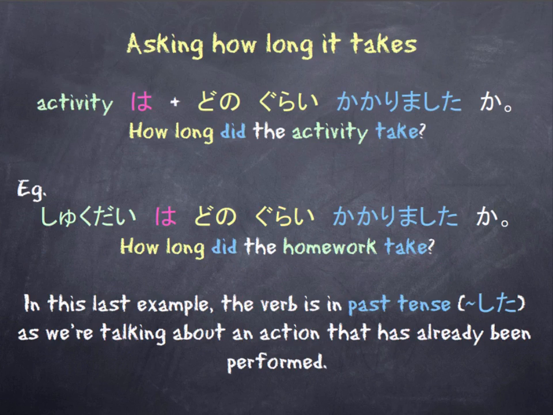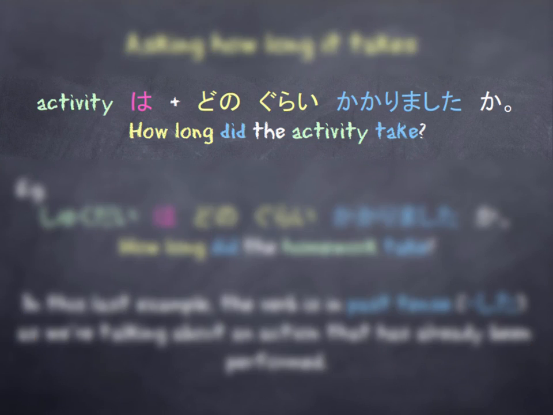So we just had a look at how to ask how long it takes to go from one place to another. But in this case, we want to ask how long an activity will take. So for example, we have an activity followed by the particle wa. Then we have our phrase dono gurai kakarimashita ka? So you can see here that our verb kakarimasu is actually in its past tense. So in this case, we're actually talking about something that's happened in the past.